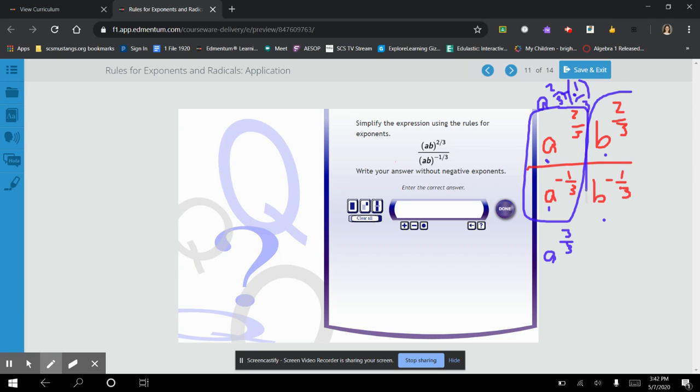2/3 plus 1/3 is going to be a to the 3/3. Looking at our b's, we've got the same thing going on. We've got 2/3 minus a negative 1/3. So minus a negative, same thing as plus. I'm going to have b to the 3/3.